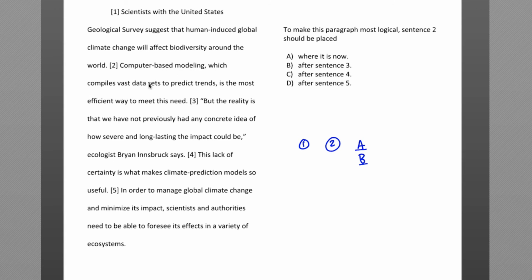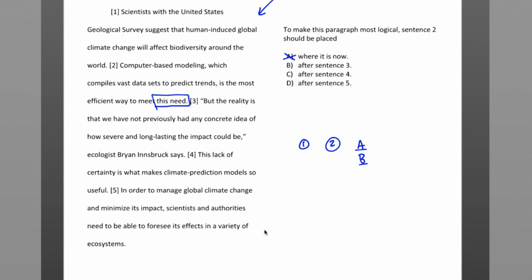Here it is. Computer-based modeling, which compiles vast data sets to predict trends, is the most efficient way to meet this need. But the phrase "this need" can only make sense if it follows the mention of a need. Have we had a need mentioned in the first sentence? We haven't. All it says is that scientists suggest human-induced climate change will affect biodiversity. There's no need mentioned there, so I don't think this sentence can go where it is now.